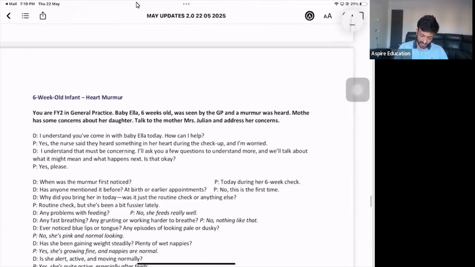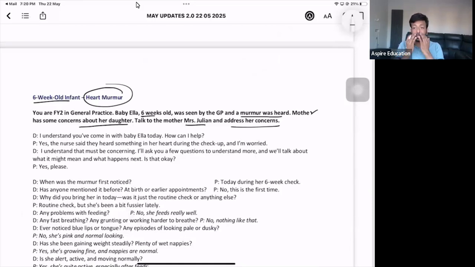Now, recently another station has come, which is a 6 weeks old infant. It's a heart murmur, right? So you are in GP. The patient is baby Ila, 6 weeks old, was seen by the GP, and the murmur was heard. And mother has some concern about the daughter. Talk to the mother, Miss Julian, and address her concern.